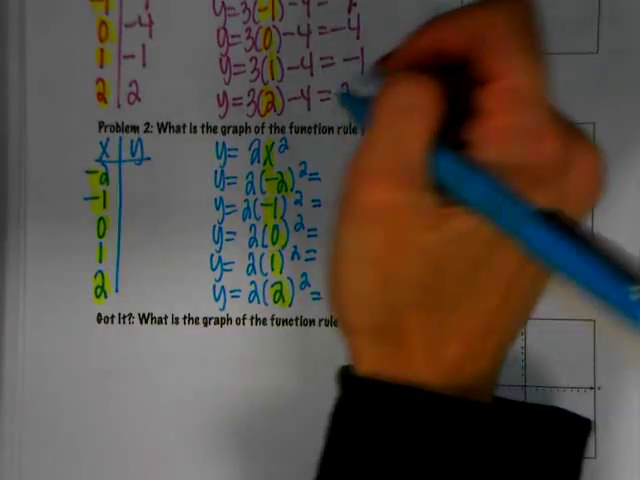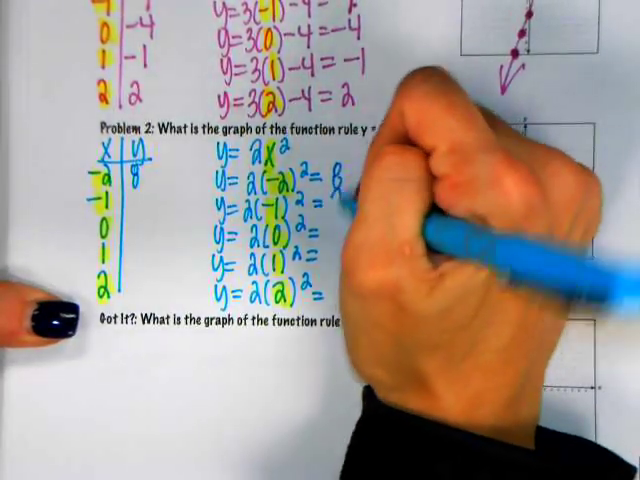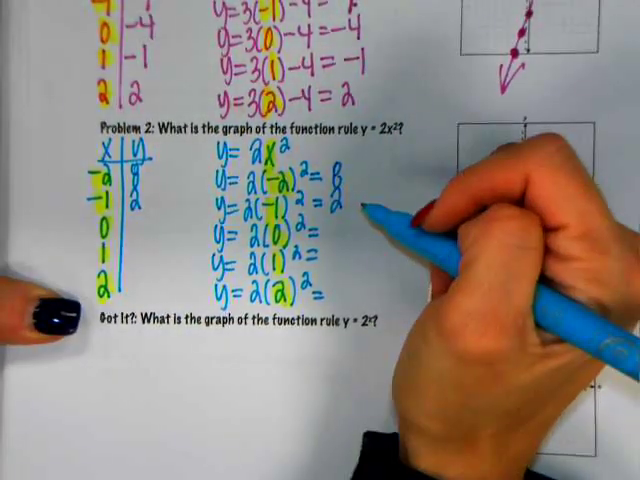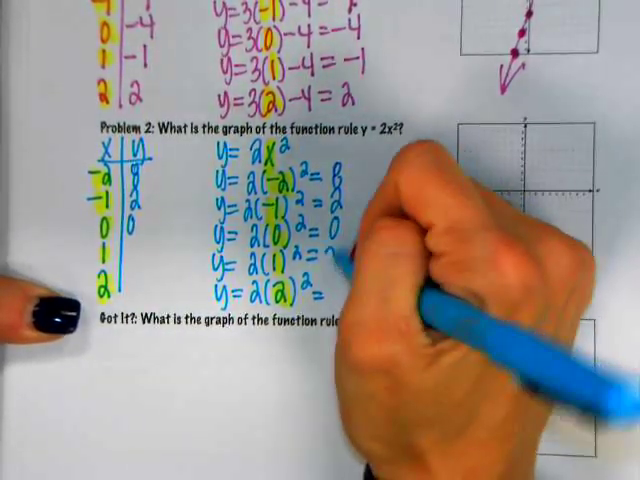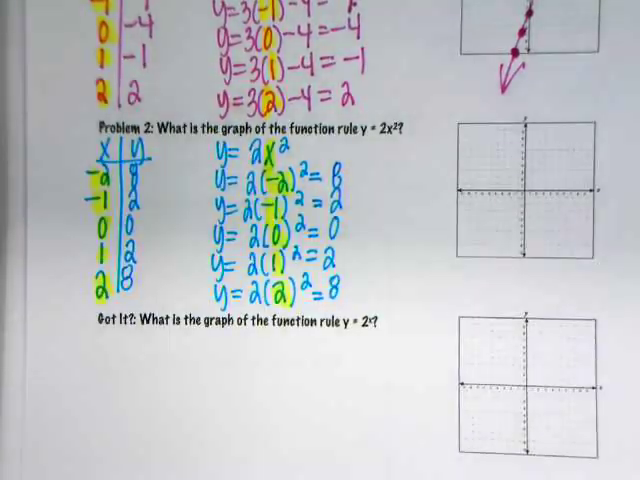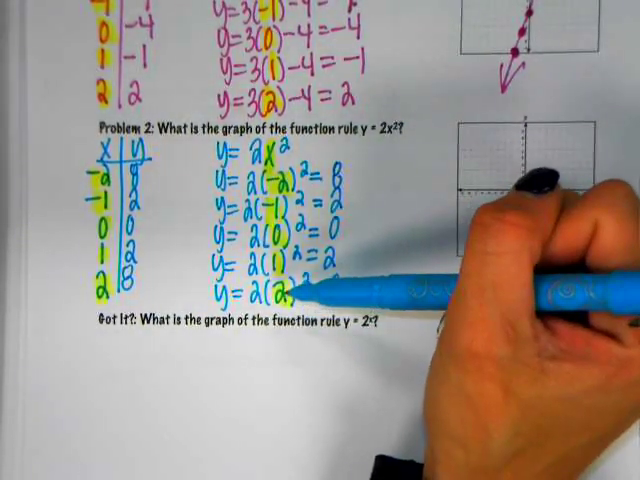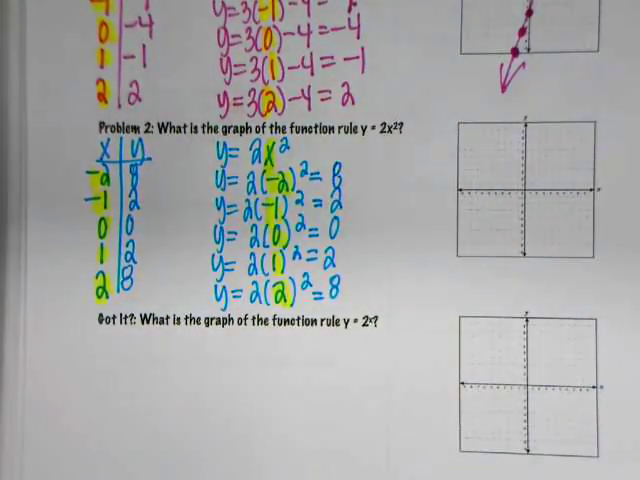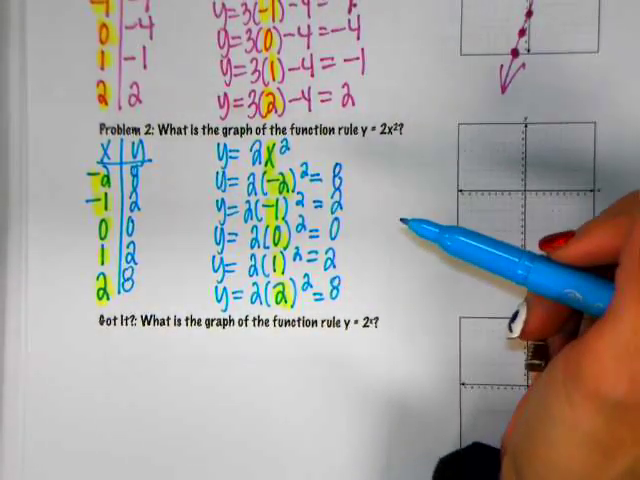Okay, what do you guys get for the first one? 8, yep. Second one? 2. Next one? 0. Next one? 2. And next one? 8, yep. And we see why they're the same, right? Because a negative times negative, positive times positive will get the same answer.